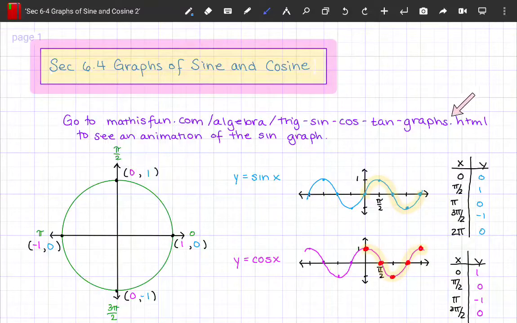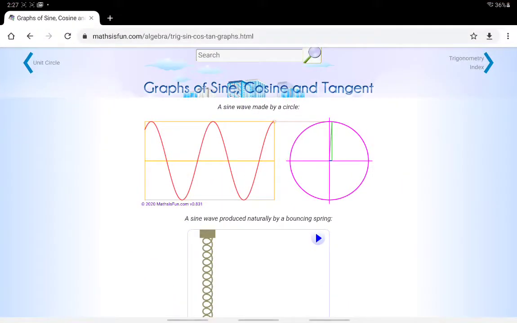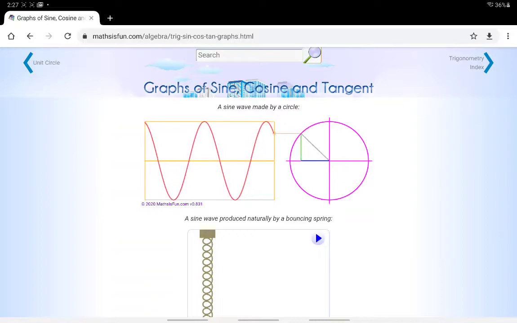And to do that, I'm going to go to this website here. So if later on you want to go back and take a look at this animation, you can just type this into the address bar, and that'll take you there. But I have it already here. So let's take a look at what's going on in this picture.